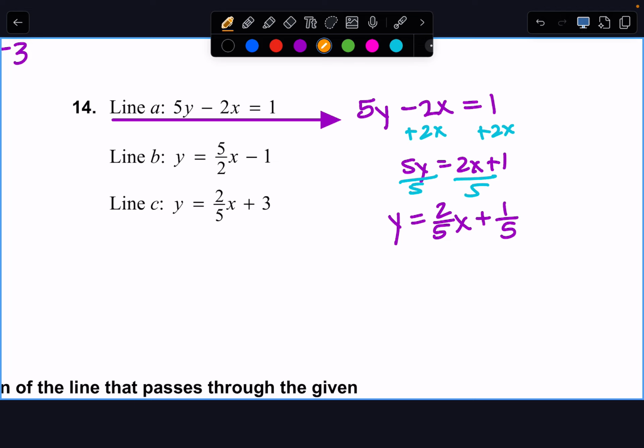We have 2/5, 2/5, and 5/2. What would this need to be for these to be perpendicular? This would be a -5/2. So instead, all we know is that line A is parallel to line C because they have the same slope. I'm kind of striking out in my examples here, aren't I?